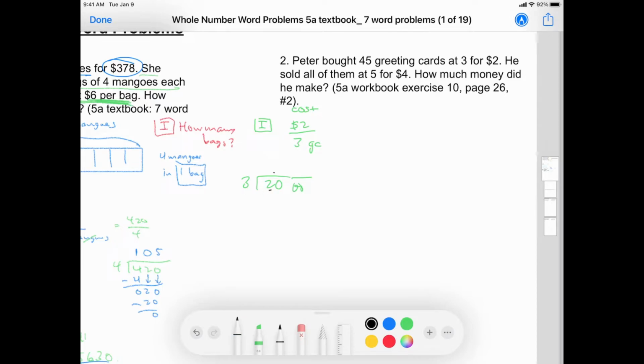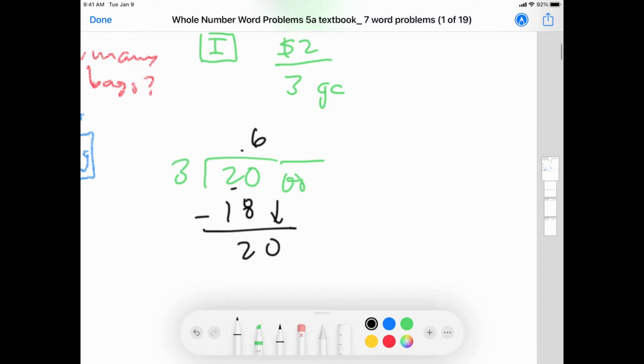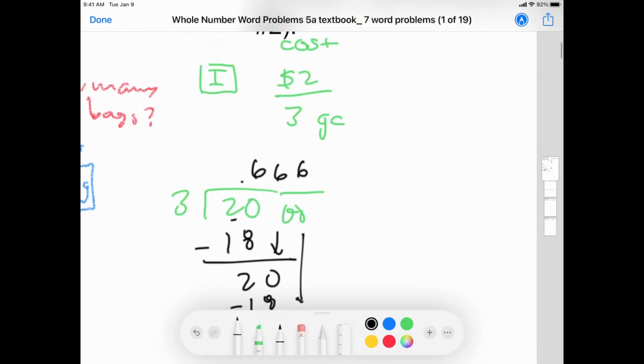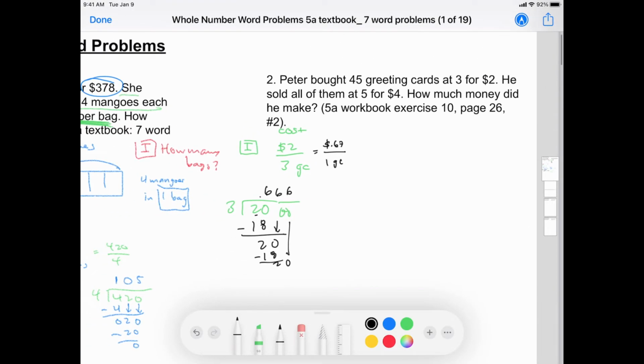Okay, 3 goes into 20 6 times. 6 times 3 is 18. Subtract, bring down 0. And then 3 goes into 20 again, and you'll realize that this is a repeating pattern. So we can just say approximately 67 cents. So you can say $0.67 for 1 card. That's how much it's costing him.